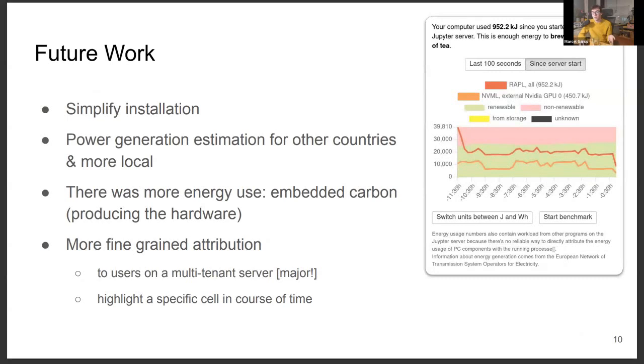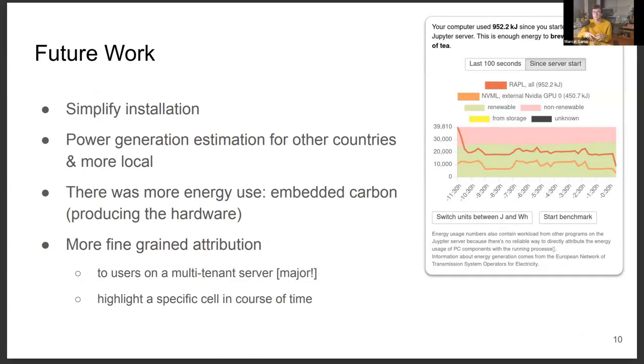So of course, there's more stuff to do. We want to package everything up nice and tidy and simplify the installation. For the user studies, the estimation of how much of that energy comes from renewable sources is just hard-coded to our home city, Potsdam. We want to make that customizable.